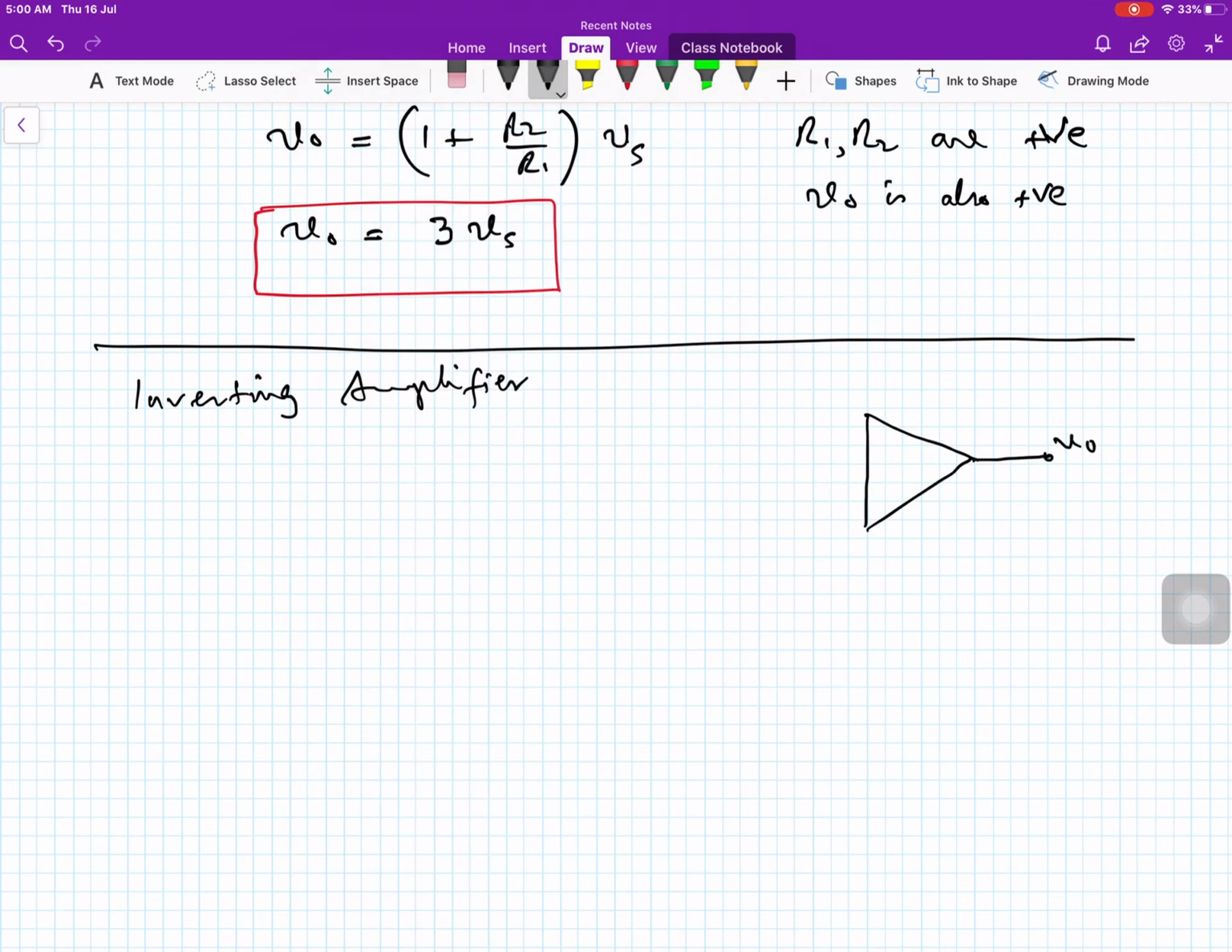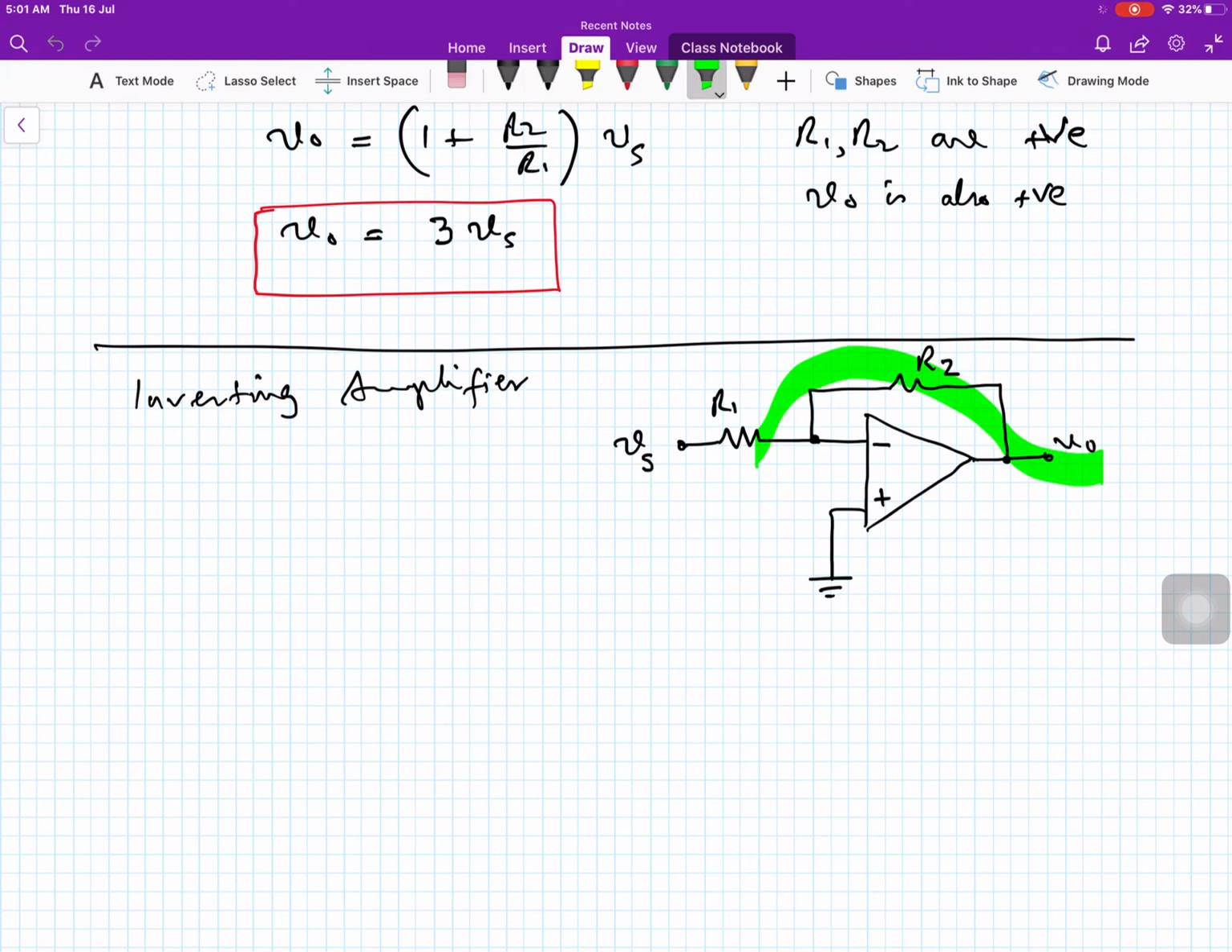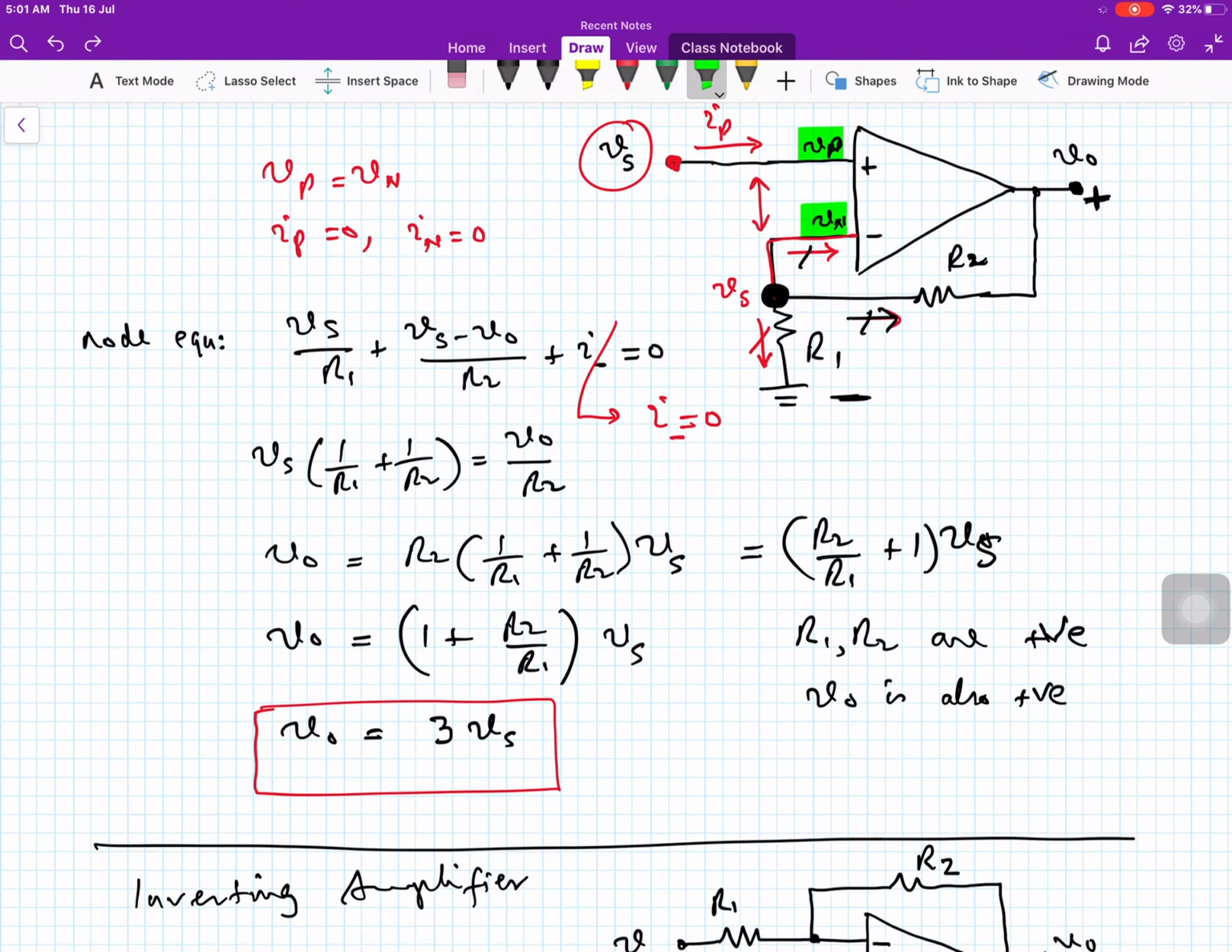And in here, mind the input: the non-inverting input is grounded, and we have a resistance, say R1, and we use the input over here. And there is a resistance which is also known as the feedback resistance, because it connects the output to the input side. In the previous example, this is also a feedback resistance because it connects the output to the input side.